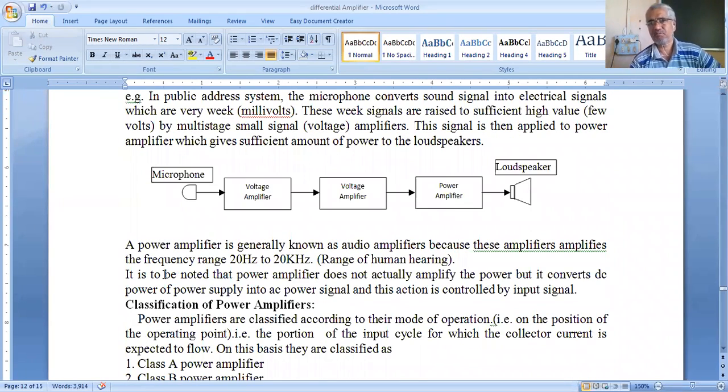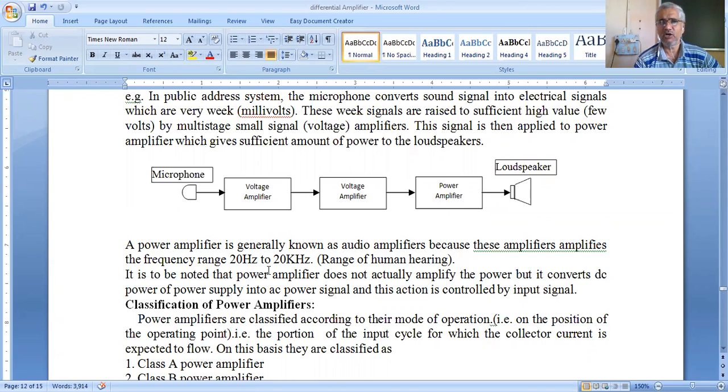Generally, power amplifiers, we also call them audio amplifiers, because they are used to amplify the frequencies from 20 Hz to 20 kHz. So power amplifiers are generally known as audio amplifiers, because these amplifiers amplify the frequency range from 20 Hz to 20 kHz. This 20 Hz to 20 kHz is the range of human hearing. What we can hear is within the 20 Hz to 20 kHz range.